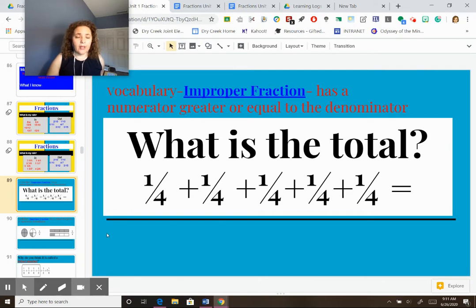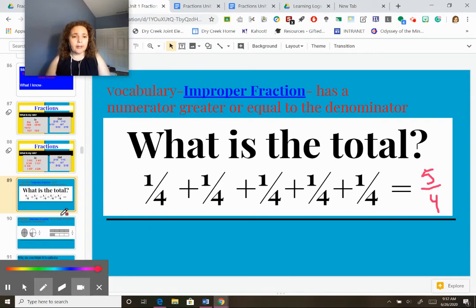All right, so what's my total? If you remember from fourth grade math, if the denominators are the same, we just simply add, right? So 1, 2, 3, 4, 5. This is 5 out of 4. So this is an improper fraction because my numerator is bigger than my denominator. So I have 5/4. Okay.